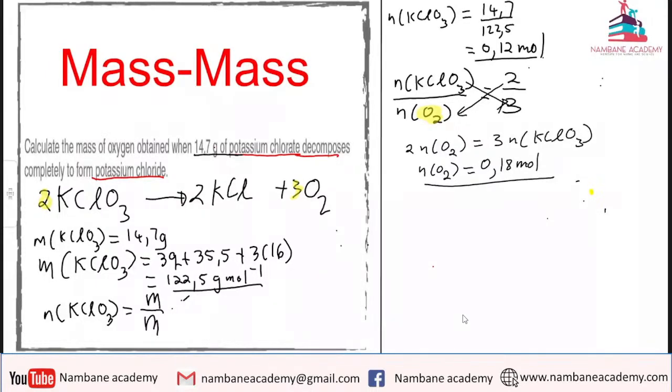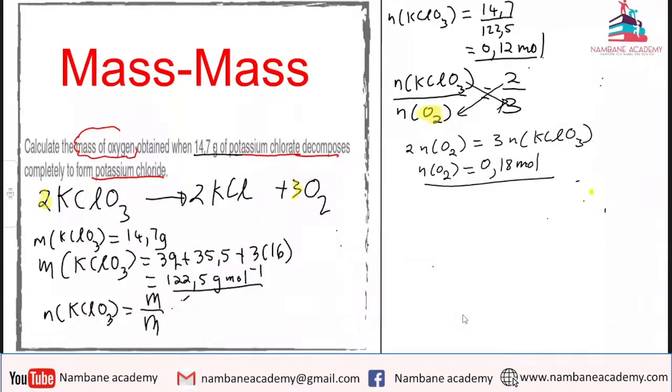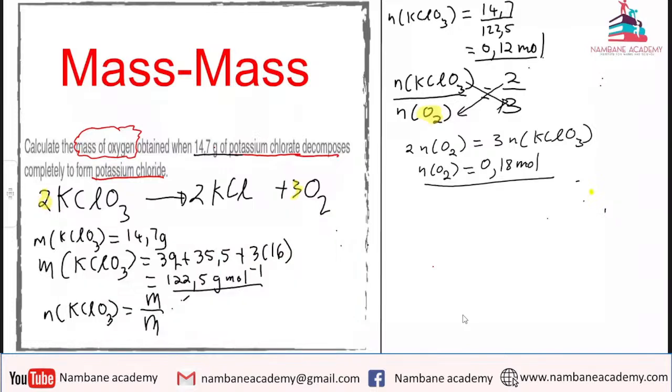But I got the number of moles, but the question is asking to calculate the mass of oxygen. So that is the number of moles. It is not the mass. What must I do? I must now say which formula do I have that can correspond to the mass. It's N is equals to M over molar mass. And this will be 0.18.